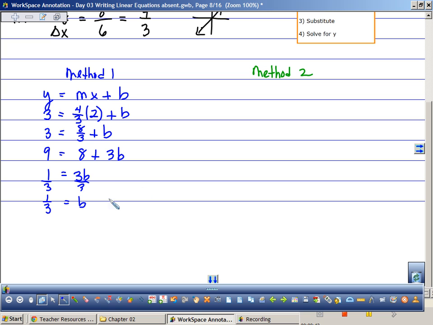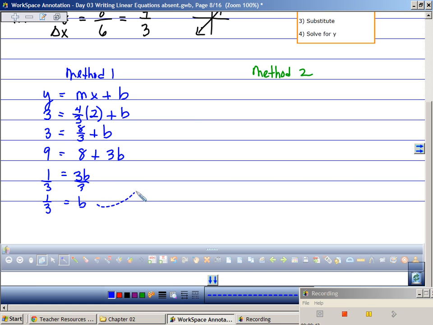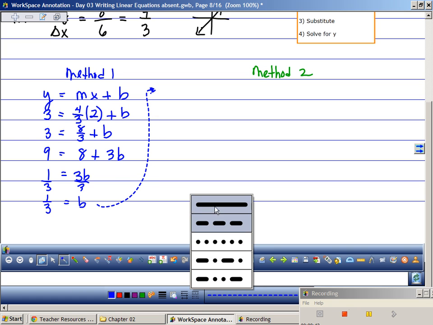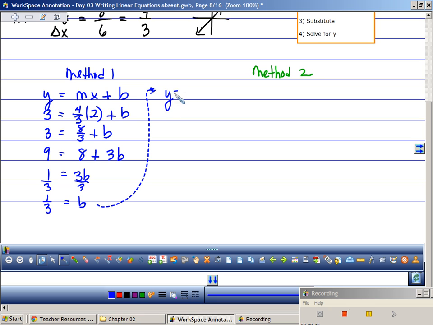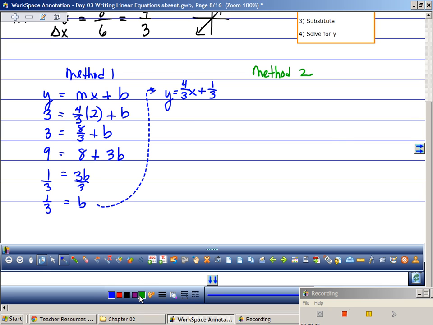Are we done? No. Now I have to plug it in, right? So y equals 4/3, sorry, that's why we use pencil. y equals 4/3 x plus 1/3. We good? Fantastic. All right, let's do method 2.